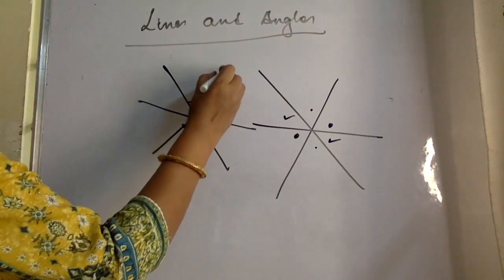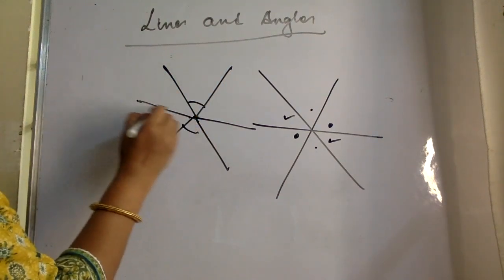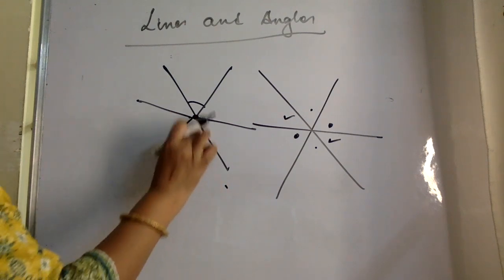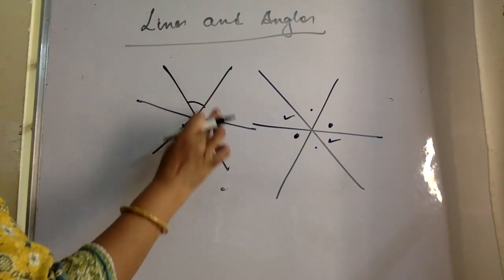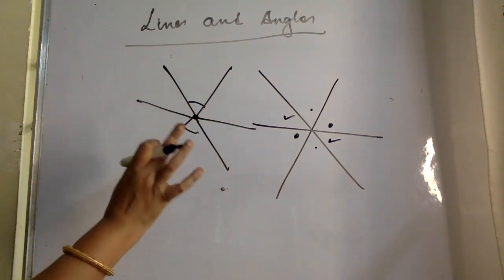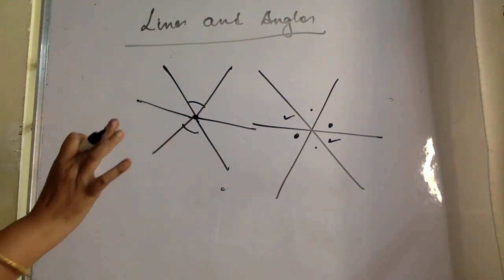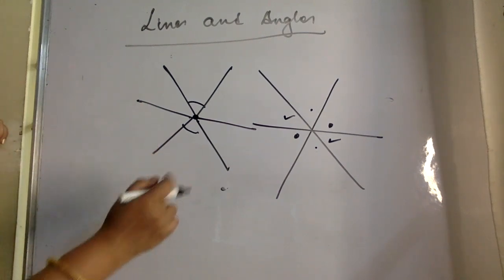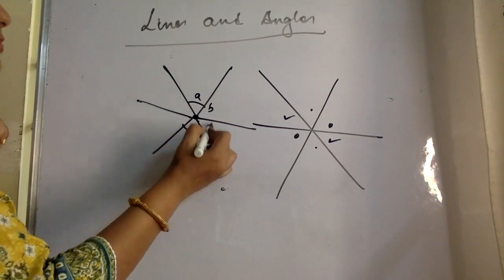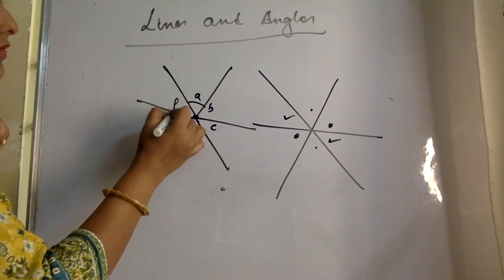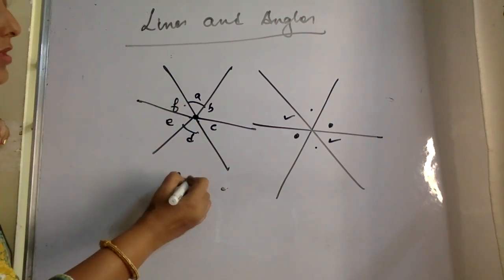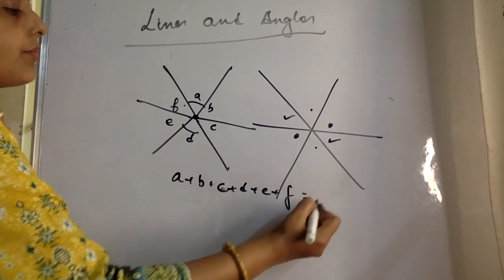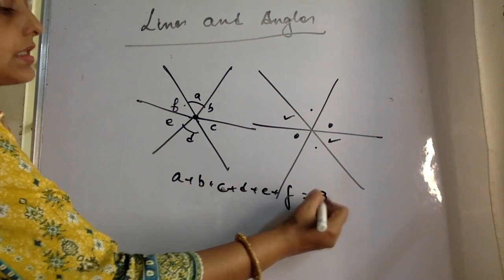These are all partial line segments. They came and met at this point. So these are not straight lines, and therefore no vertically opposite angles are there. But what we are going to use here is, let's say A, B, C, D, E and F. There are 6 angles. A plus B plus C plus D plus E plus F makes 360 degrees.